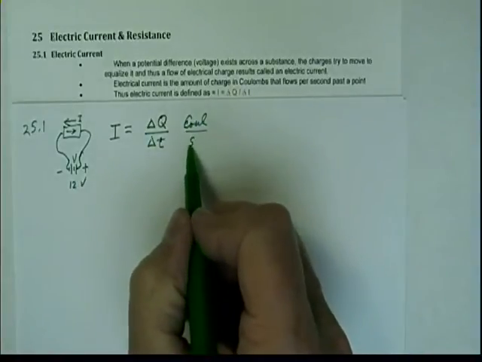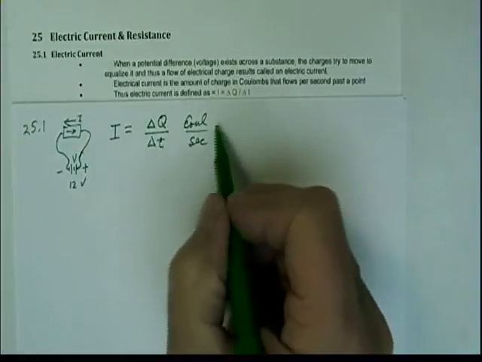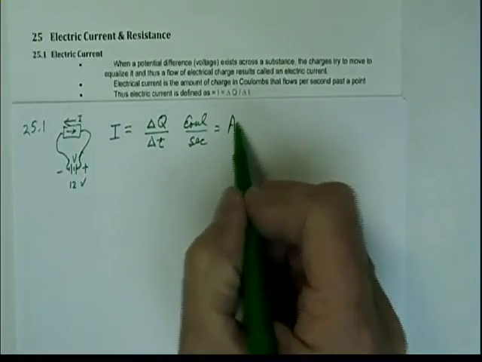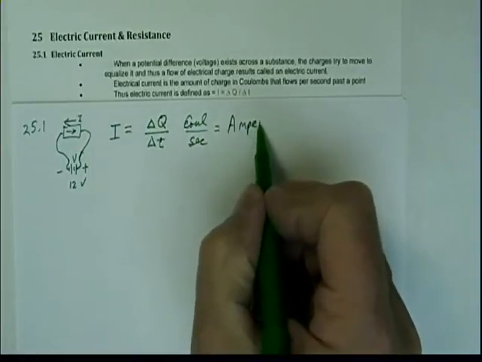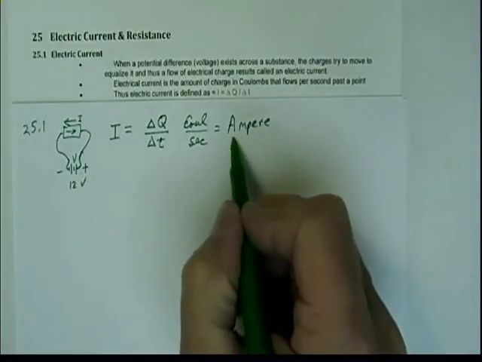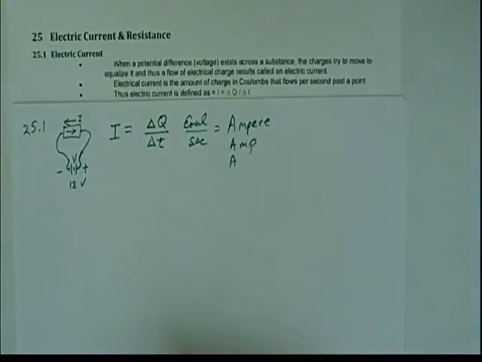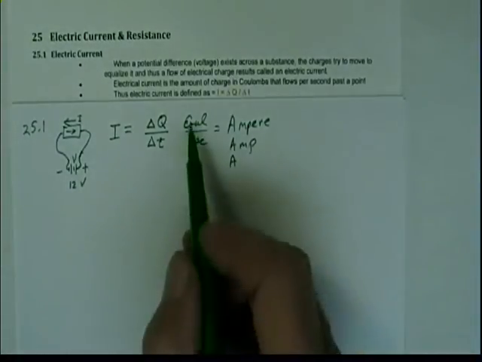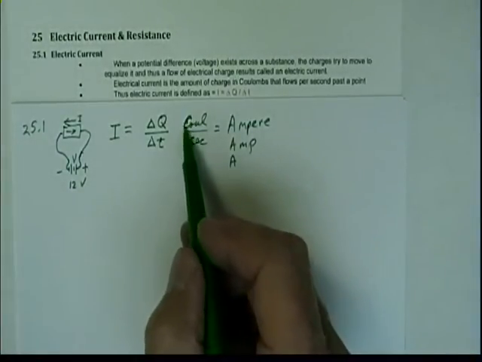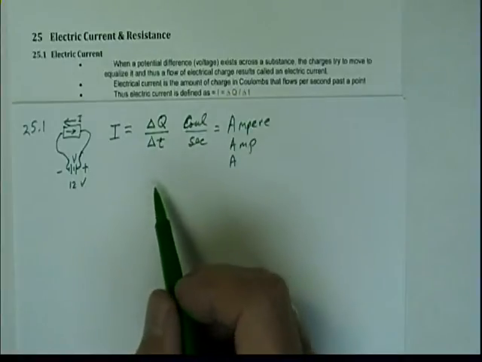And coulombs per second is a new unit which we call the ampere, or sometimes just simply the amp, and sometimes abbreviated just with a capital A, just like coulombs abbreviated with a capital C and seconds with a small s.